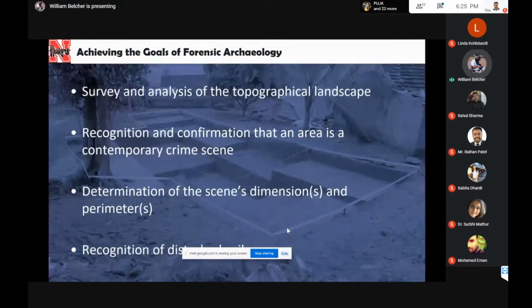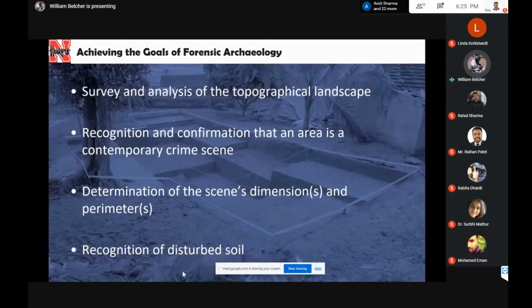So how do we achieve the goals? If the goals are to record and create products that can be used in a court of law at the highest quality, what we want to do is survey and analyze the topographic landscape. What is the landscape, the interior or the exterior landscape of where these crime scenes are located? We want to confirm that the area is a contemporary crime scene, that it's within our purview of a medico-legal significance or setting, that it's not an archaeological or a non-crime scene. We want to determine the scene's dimensions and perimeters. Where does the site or the scene stop? How big is it?